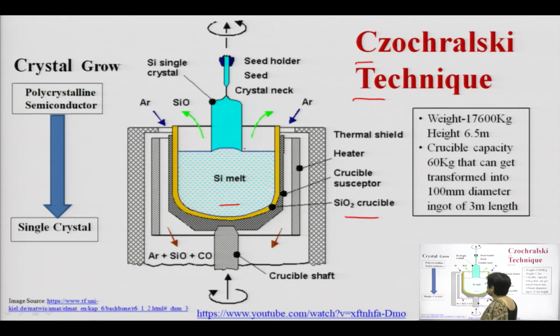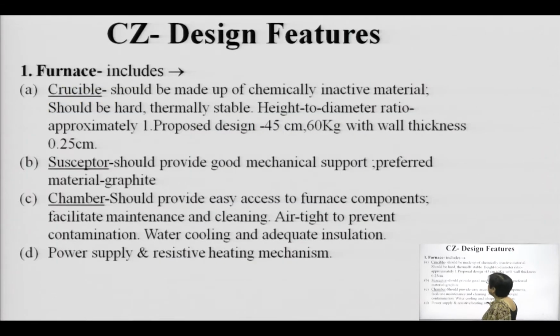Now, the important aspects we need to study in this case is, very first thing is the crucible. Since the molten silicon is at very high temperature, higher than 1400 degrees centigrade, the material to be used for crucible has to be chemically inert. That means, the material should not release any impurity into the molten silicon at that high temperature. Secondly, the height and diameter also should be good, and that is how it is theoretically proven.